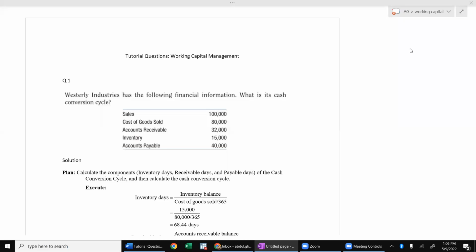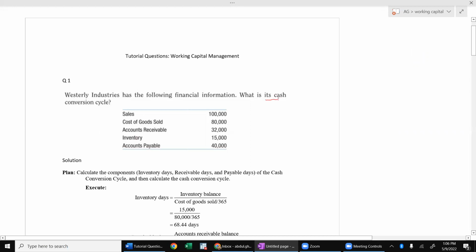Okay, students. So in this chapter, we are going to discuss some questions on working capital management. Question number one is Westerly Industry has the following financial information. What is its cash conversion cycle?